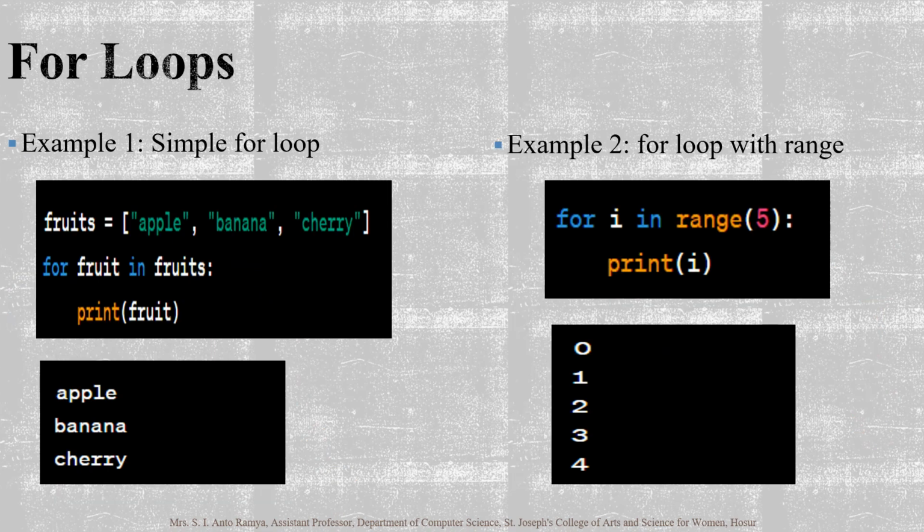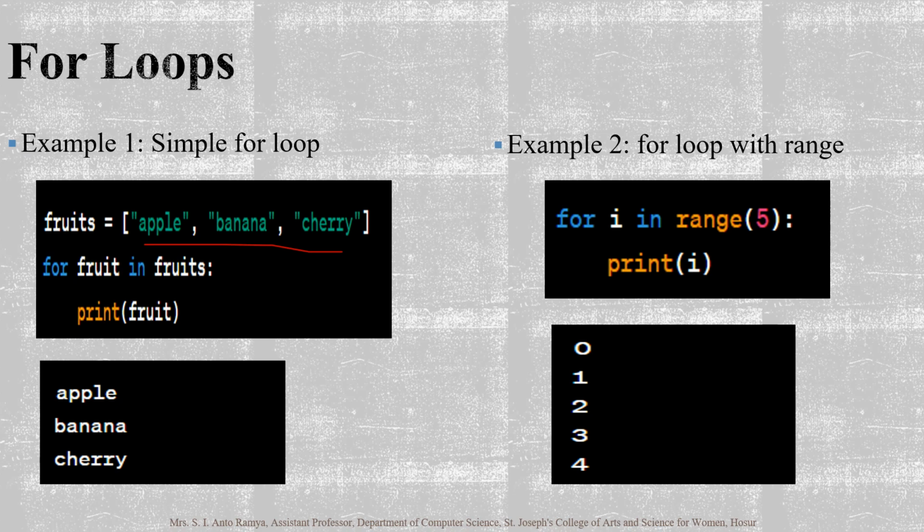So next one is for loops. Fruits is again a simple for loop. Fruits is equal to apple, banana and cherry. For fruit in fruits, we are going to print the fruit. So we are going to print all three values. You can see the output here: apple, banana and cherry will be given.